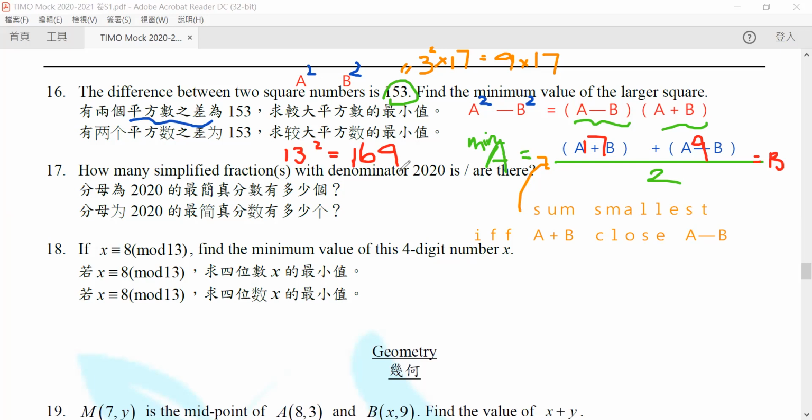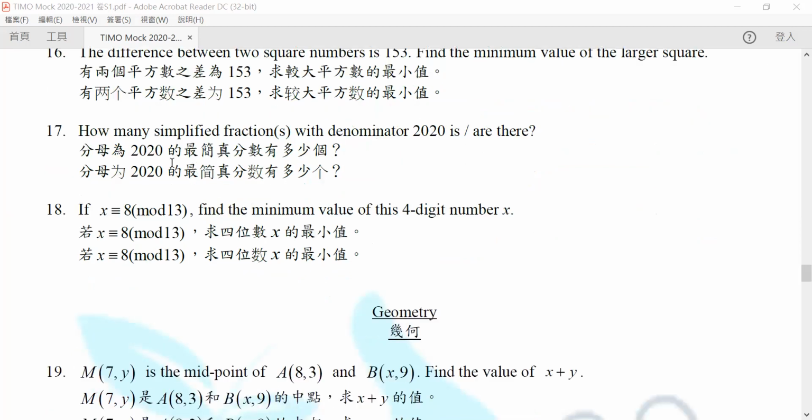Okay, so the next question would be our question 17. This is a very, very important question. The answers can be easily explained, but it's difficult to make it rigorous, because it's difficult to prove, but it's intuitively very easy to understand.